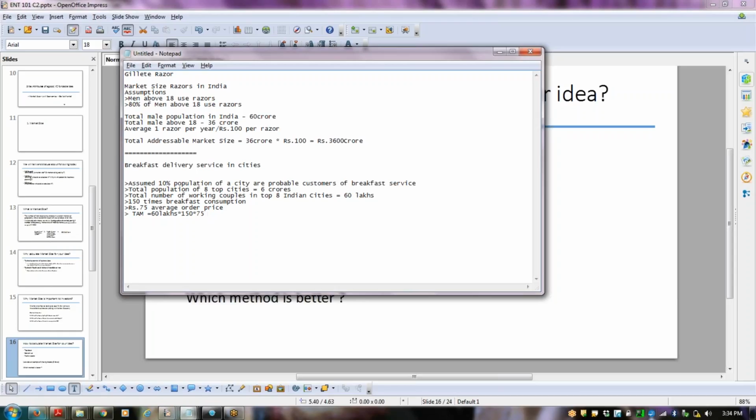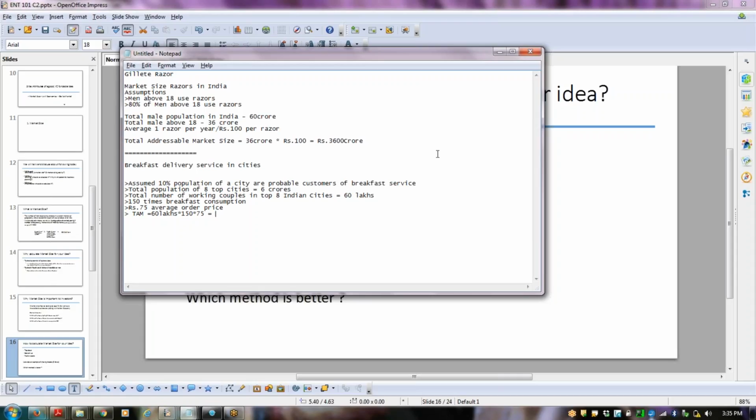So once you multiply all these, what you'll be getting would be the total addressable market size of online breakfast delivery in Indian cities. Got it? So, the total addressable market size of breakfast delivery service in Indian cities. We never say that we will be able to target this whole thing, but we are saying that when we start our own breakfast delivery service, what we'll be targeting is a percentage of this total addressable market.